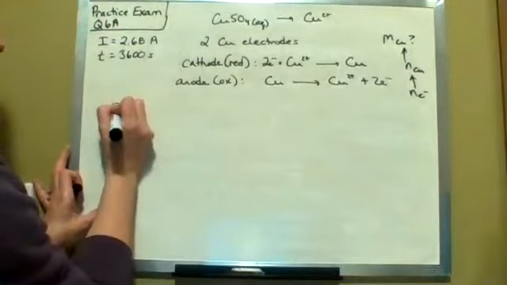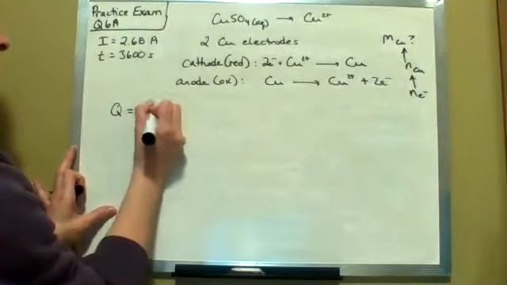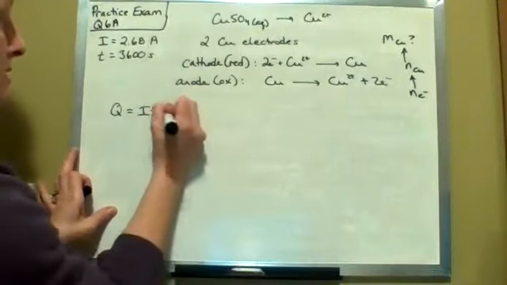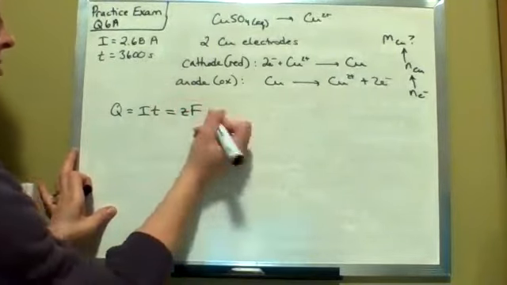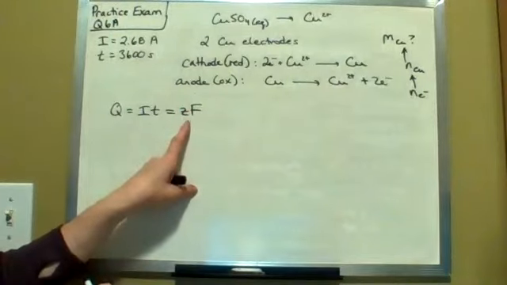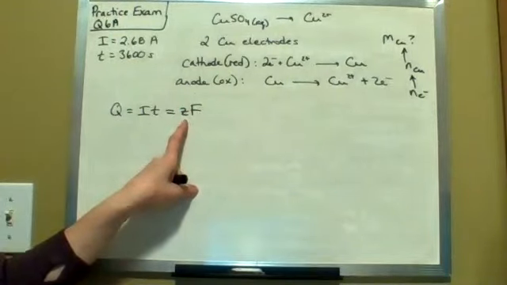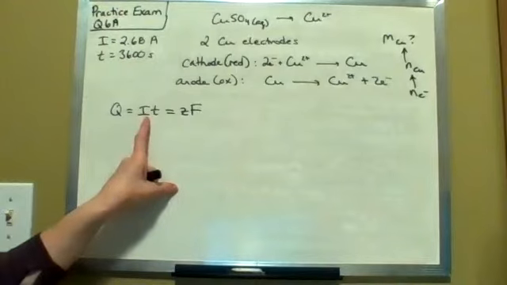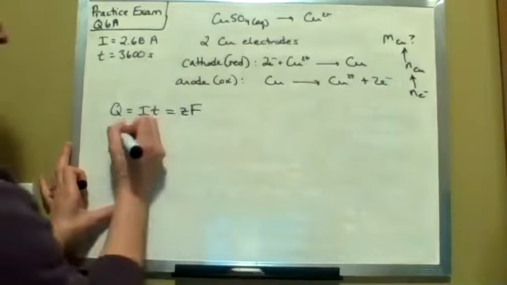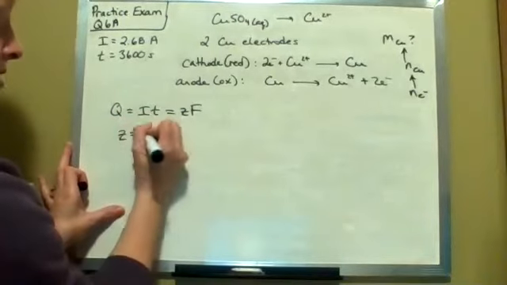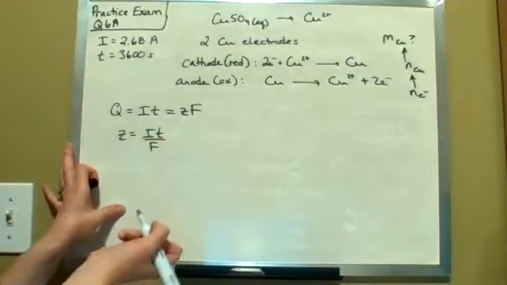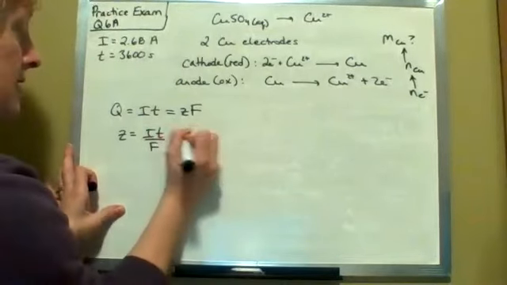Now, we know that our charge is equal to I times t. We can find out how many coulombs are passed. It's also equal to the number of electrons, or the moles of electrons, times Faraday's constant. Moles of electrons is what I want to find in this question. I have the current, I have time, and I know Faraday's constant. So we're going to use z equals I t over F. Just watch your units in this case.